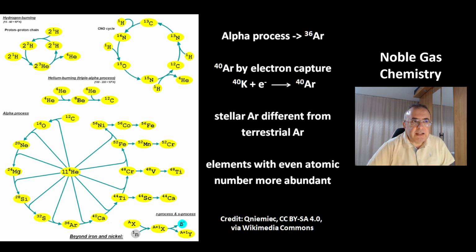There's a difference between the stellar argon and the terrestrial argon. Terrestrial argon is argon-40, which is made of potassium-40 by electron capture. And the stellar argon is argon-36, which comes from this alpha process.